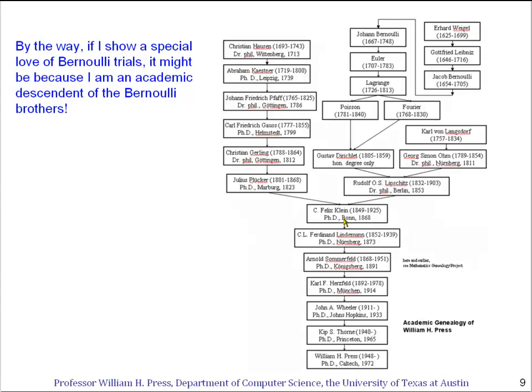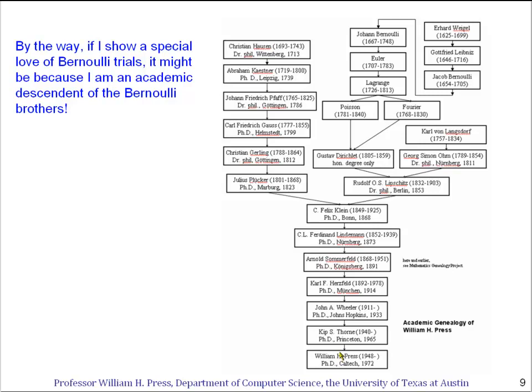By the way, if I show a special love of Bernoulli trials, it might be because the Bernoulli brothers are my academic ancestors. Academic ancestors are defined by who your PhD thesis advisor was, and you look who his or her thesis advisor was, and you try to trace that back in history to find your academic genealogy. It, of course, has nothing to do with genetic genealogy.